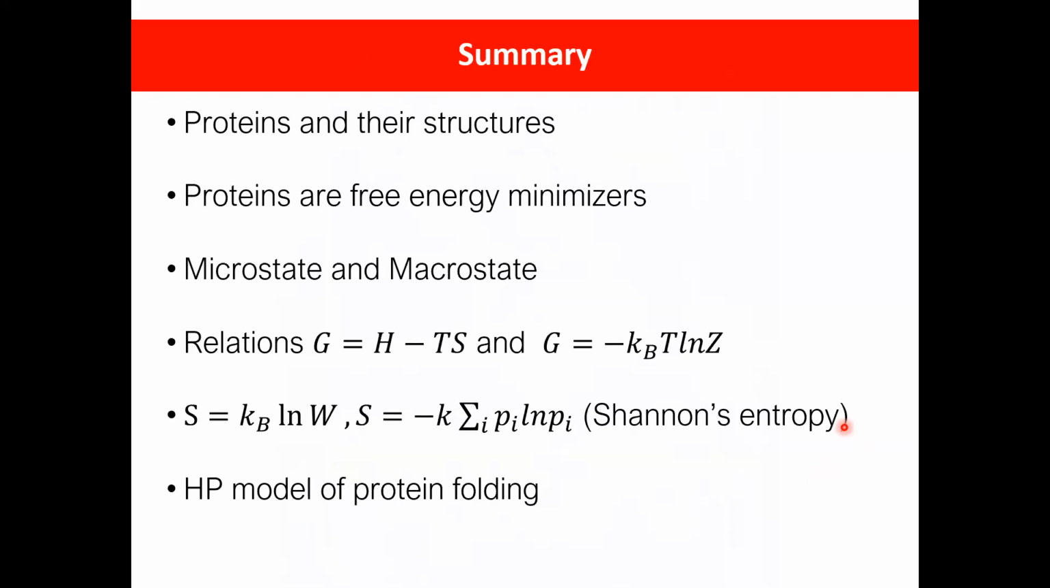All right. So this is the summary of what we did today. We looked at proteins and their structures, and we found that proteins are free energy minimizers. We looked at the concept of microscopic states and macroscopic states. We looked at the relation between the free energy, enthalpy, and entropy, and we also looked at the relationship between the free energy and the partition function. We looked at the expression for the thermodynamic entropy, S equal to Kb ln W. Then we also looked at another alternative expression for entropy, which is called Shannon's entropy. And finally, I discussed a simple model of protein folding, also called the HP model of protein folding.